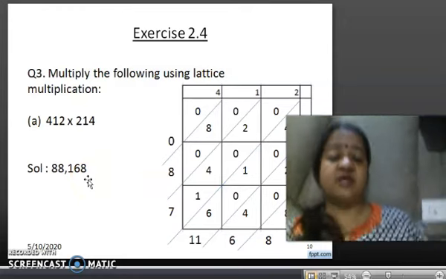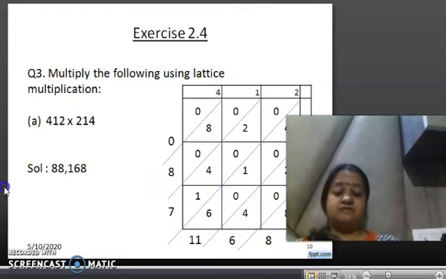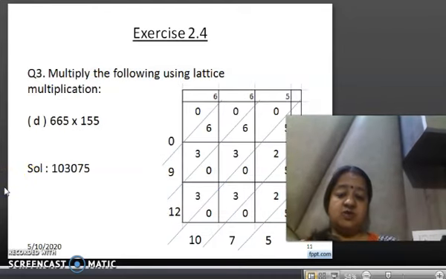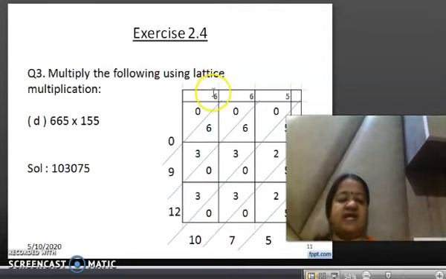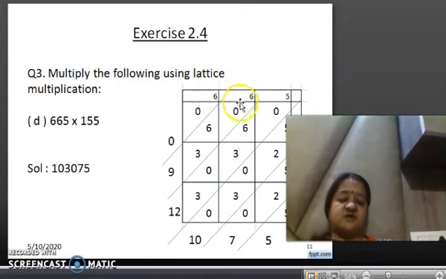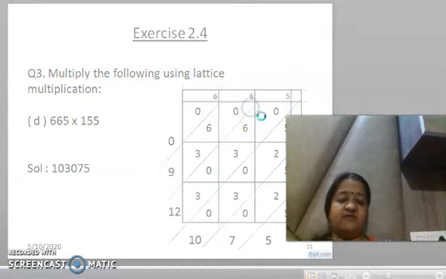Right, children? Now you can try one of these sums on your own. Any doubts? You can ask me. The D part is done for you here. You'll make a rectangle, 3 rows, 3 columns. Write on the top one of the numbers. You can write any one number. It's not necessary 665 will come here. You can also write 155 over here. And you start multiplying. Now this 1 will be multiplied by 6, 6, 6 and 5.